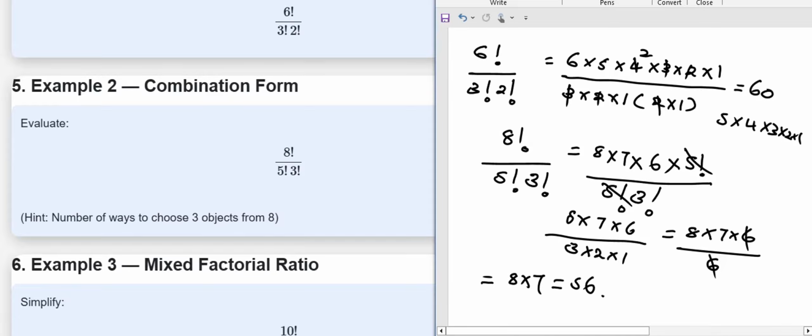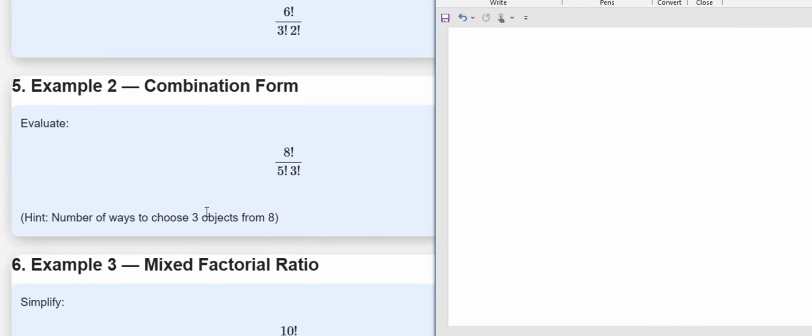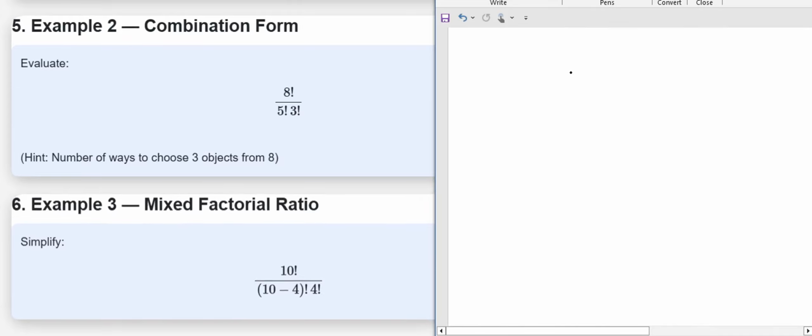So can we try another example? Let me see if you have another good example. Yes, let's try this one.